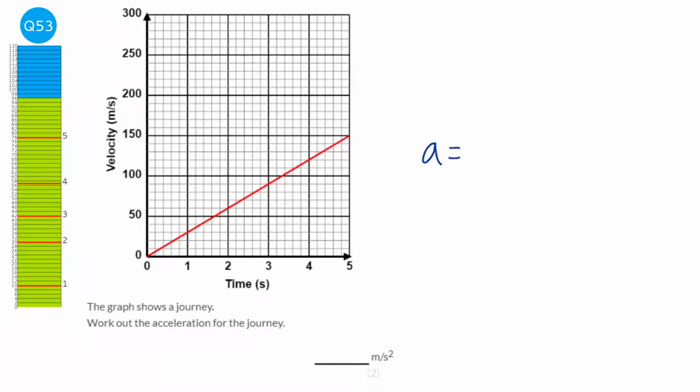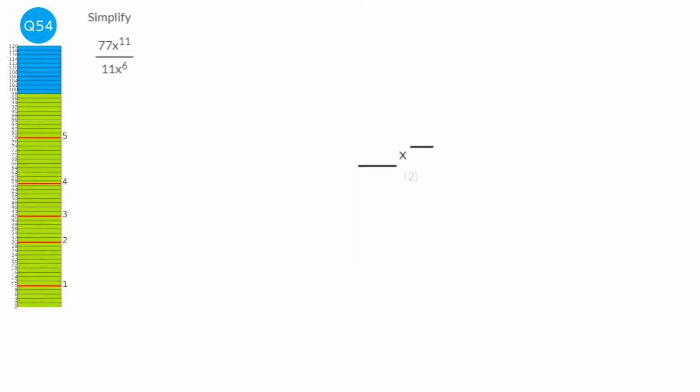Acceleration is change in velocity over change in time. So change in velocity, where it starts at 0 and goes up to 150. So that would be 150 over the change in time. Well, the time starts at 0 and goes up to 5, so that's 5. And so 150 divided by 5 is 30. The velocity is in meters per second, the time's in seconds, so the units will be meters per second squared. So it's 30 meters per second squared.